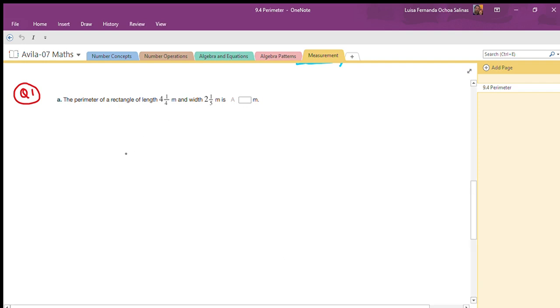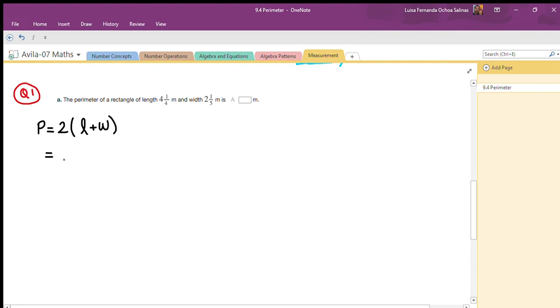Okay, the second video is for question 1. The perimeter of a rectangle of length 4 1/4 meters and width 2 1/5 meters is... So we start with the formula for perimeter. I'm going to use the one that is more effective: 2 times, open bracket, length plus width. And we just have to sub in, okay?